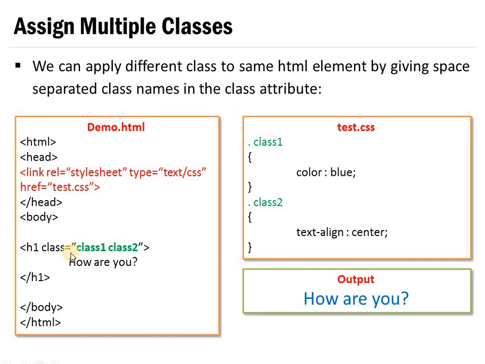Now look at this. Your output is centered, which is the property of class 2, and it is blue, which is the property of class 1. So this is how you can assign multiple classes to a particular HTML tag. This is not limited to only 2. You can apply as many as you choose: 2, 3, 4, 5.